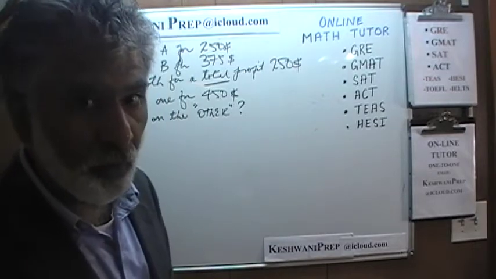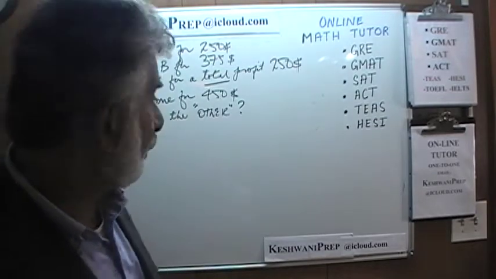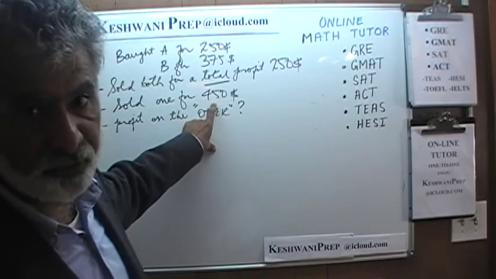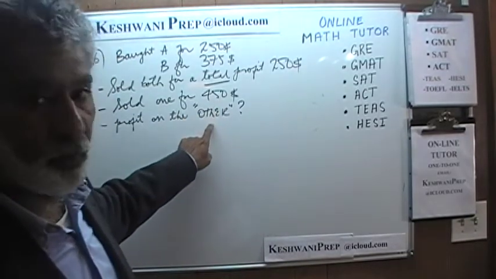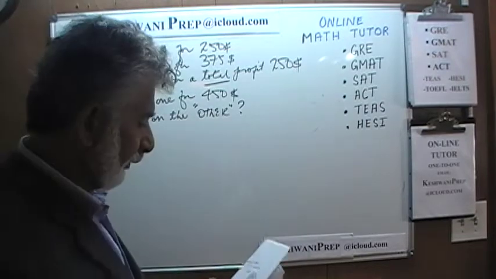So we are interested only in the profit on the other one. We don't care about the one that we sold for $450. Make sure you understand that. We do not care how much profit we made on the $450 one. We want to find out the profit on the other one. Let's see what we can do.